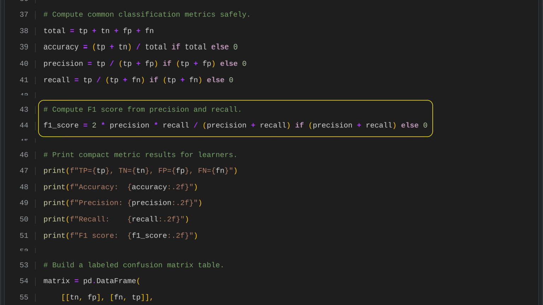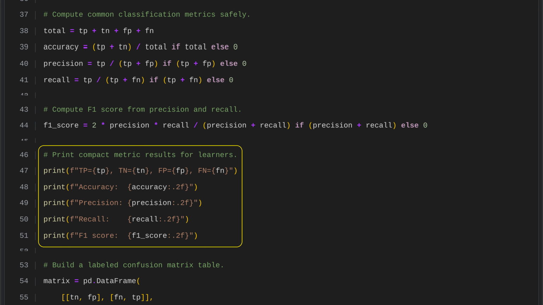The output summarizes a classification model's performance by showing the counts of correct and incorrect predictions, including true positives, true negatives, false positives, and false negatives. It then reports accuracy, precision, recall, and the F1 score, each rounded to 2 decimal places. Together, these metrics give a quick view of how well the model predicts overall and how effectively it handles positive cases.